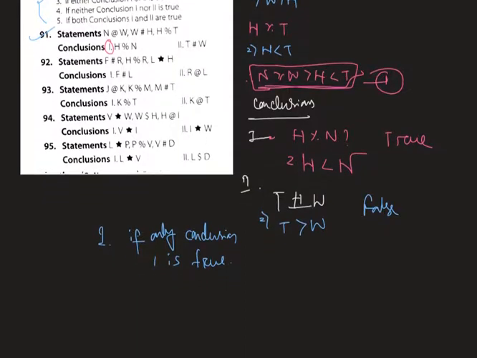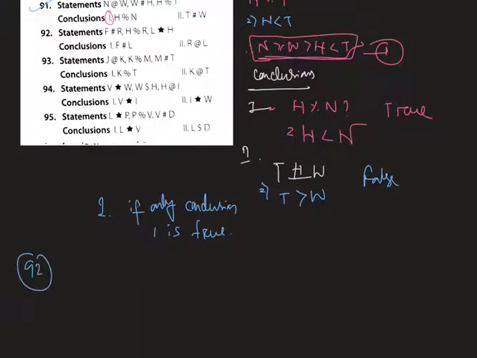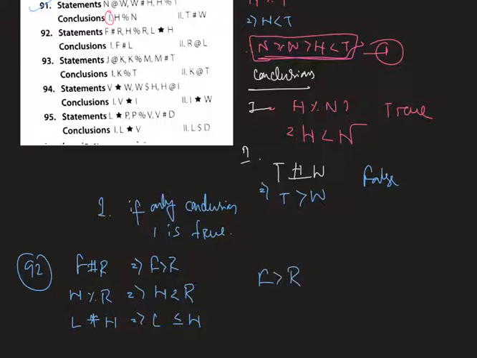Okay, now let's check the next question. The statement says that F hashtag R implies that F is strictly greater than R. Now H percentage R implies H is strictly less than R. Then L star H implies L is less than equals to H. Therefore, we can conclude that F is greater than R, greater than H, and greater than equals to L.